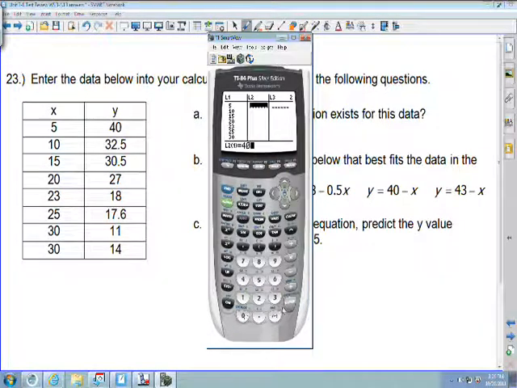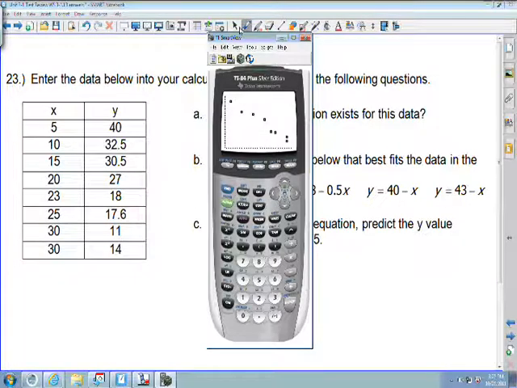Go to Y2. I have 40, 32.5, 30.5, 27, 18, 17.6, 11, 14. Okay, now I need to turn my stat plot on. Second y equals, enter, enter. Then press zoom 9. There's my data.